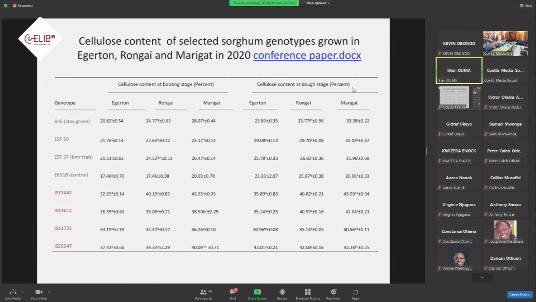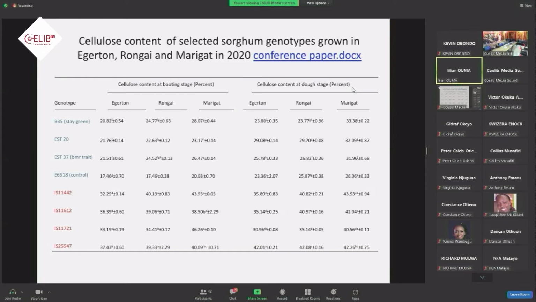The discussion: variation in lignocellulose content among sorghum genotypes could be attributed to differences in plant architecture and also differences in the genetic makeup of the plants. EST37 is a BMR trait which is associated with low lignin content. B35 is a stay-green and dwarf sorghum which took a shorter period in the field to achieve maturity, and therefore lignin accumulation did not take a longer period as compared to the late maturing genotypes.